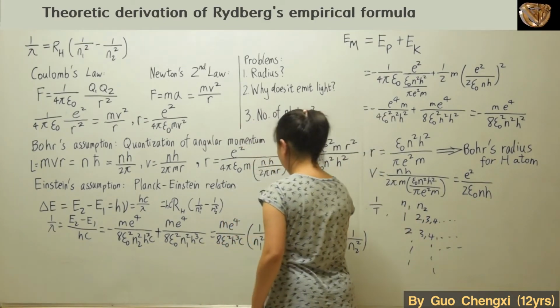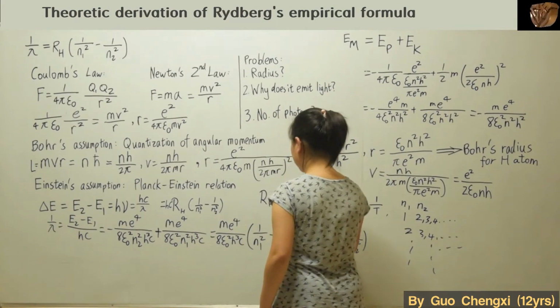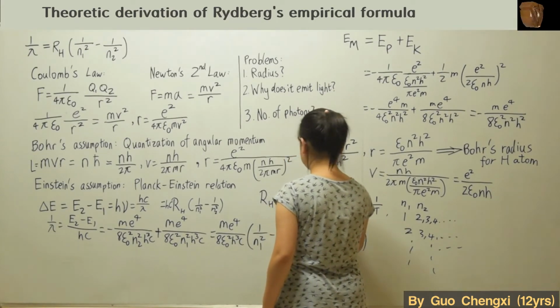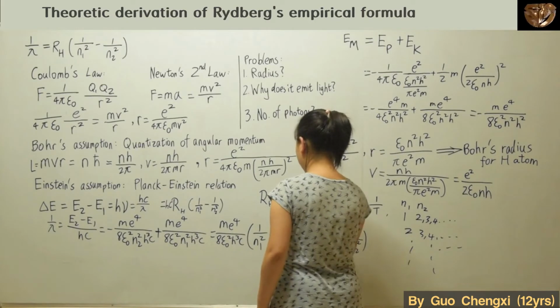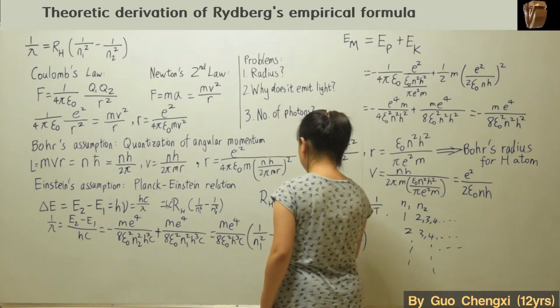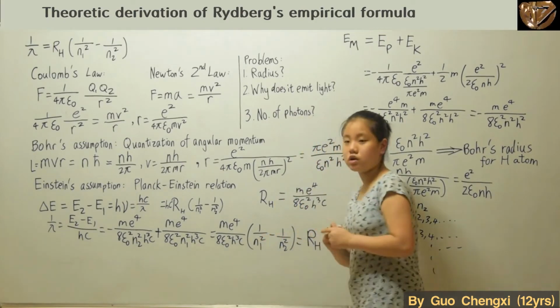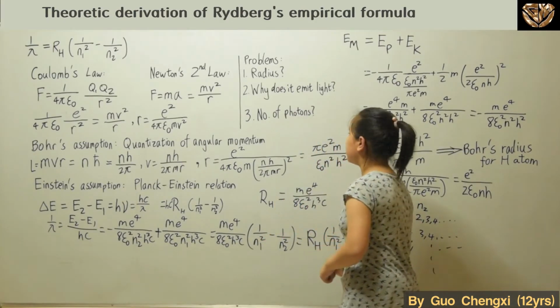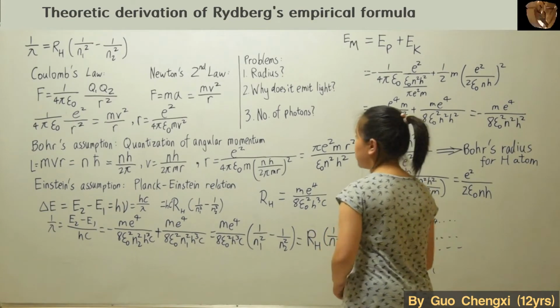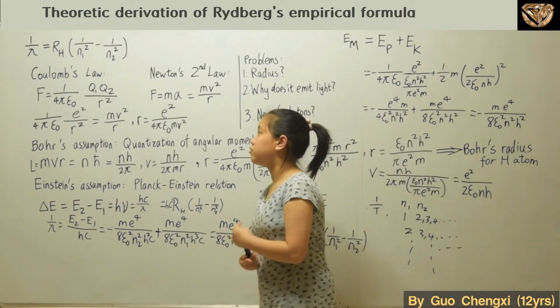constant for hydrogen. So the Rydberg constant for hydrogen is m e to the power of 4 over 8 epsilon naught squared h cubed c. Okay. Alright, so for this part, that's what we'll mainly recap for today.